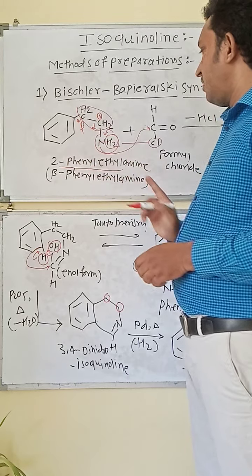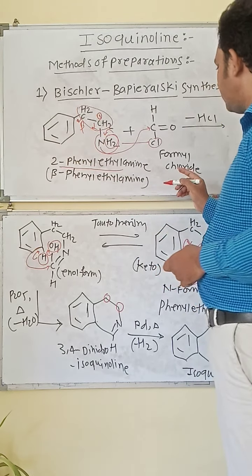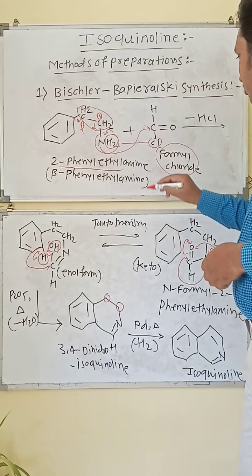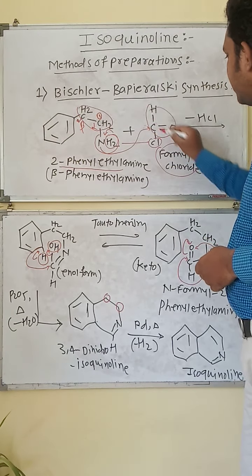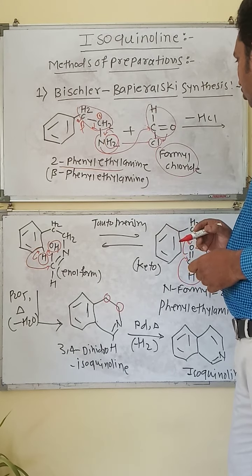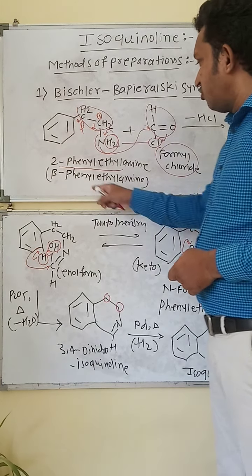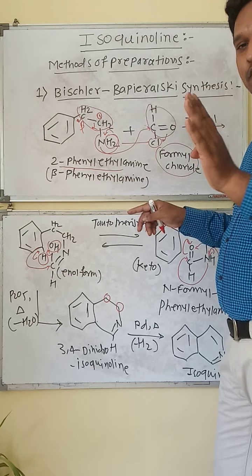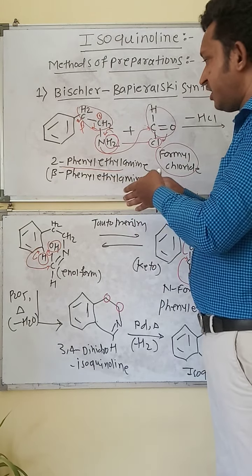Beta phenylethylamine, this structure. The next substrate is formyl chloride, which is formic acid with the introduction of chlorine. So it is formyl chloride. Now 2-phenylethylamine, when reacted with formyl chloride, there is a removal of one HCl molecule and the structures are condensed to each other.